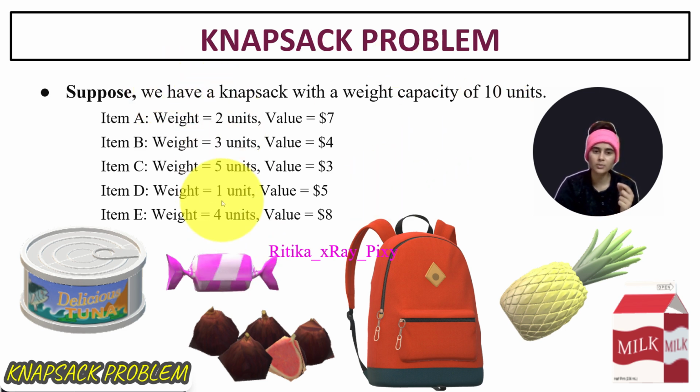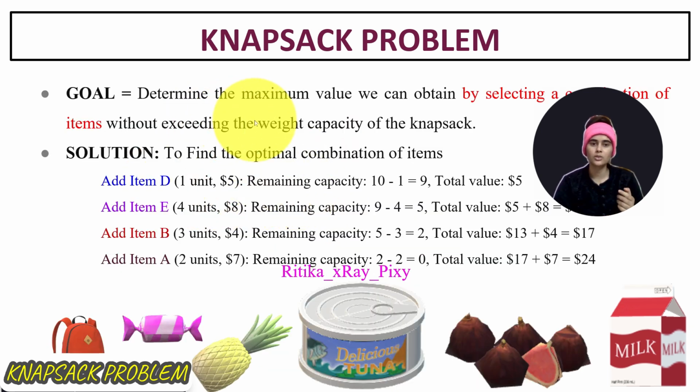So determine the number of each item to include in the collection, such that total weight is less than or equal to the given limit, and total value is maximized. So the goal here is to determine the maximum value that we can obtain by selecting the best combination of the items without exceeding the weight capacity of the knapsack. For the knapsack, the given weight capacity is 10 units. Now suppose we will add the items into the knapsack. First we added item D. Weight we have 1 unit, value 5.